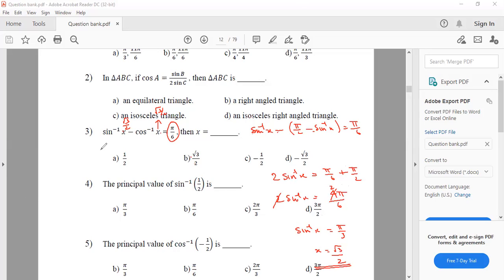Adding and subtracting is the same as what I did. Both are the same thing. Express it in one variable. That's it.